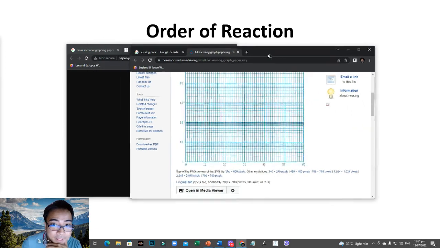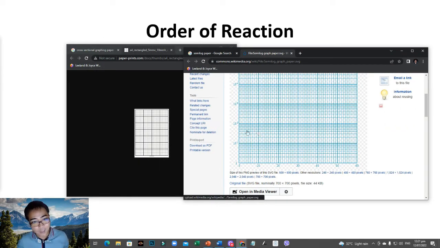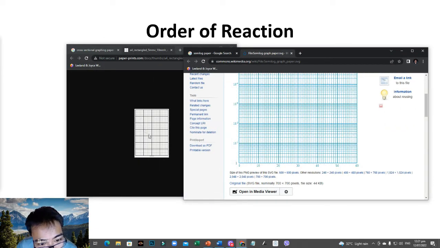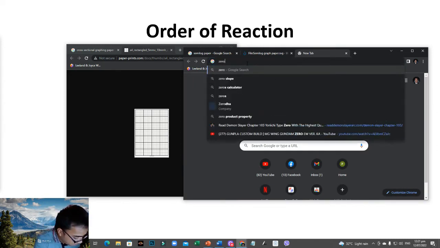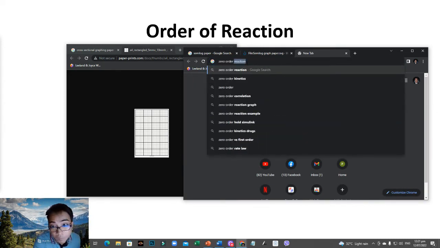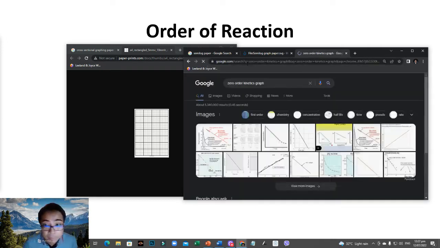Now, if I start plotting class, and it looks like a straight line in a cross-sectional graphing paper, then that means it's a zero-order process. Okay? Pag straight line siya dito. Okay? Try nga natin. Zero order kinetics.